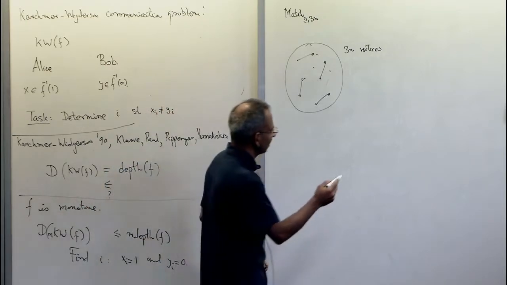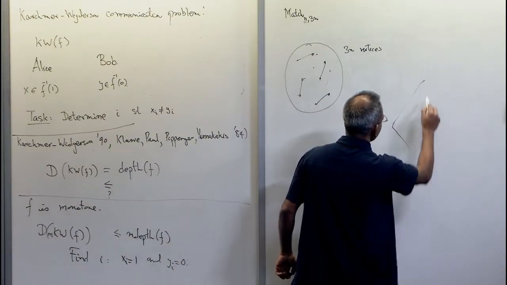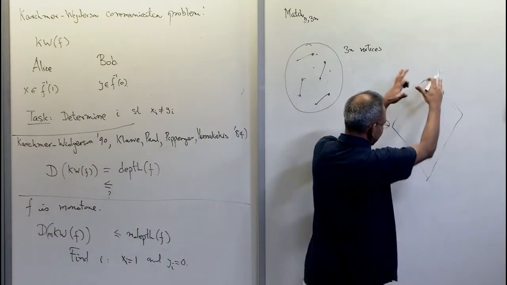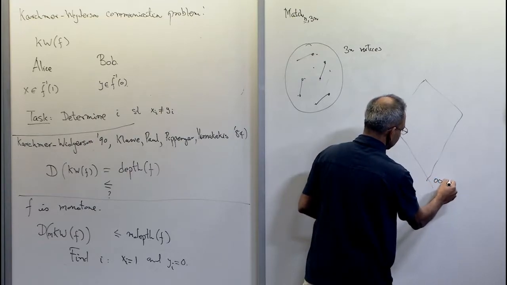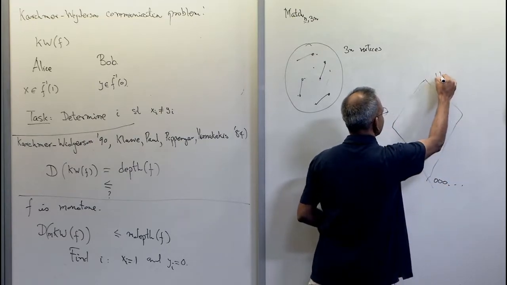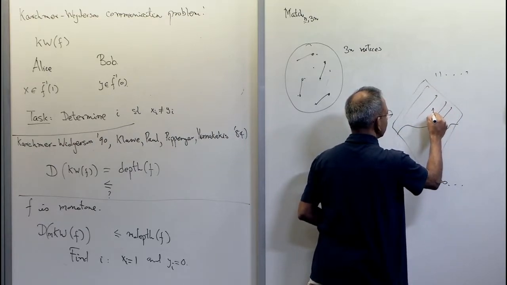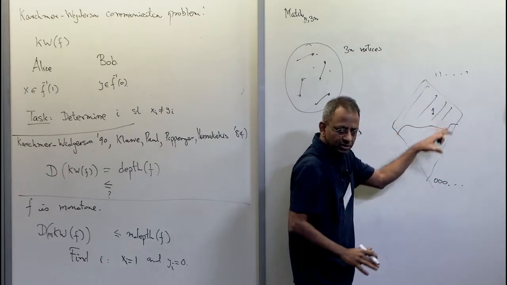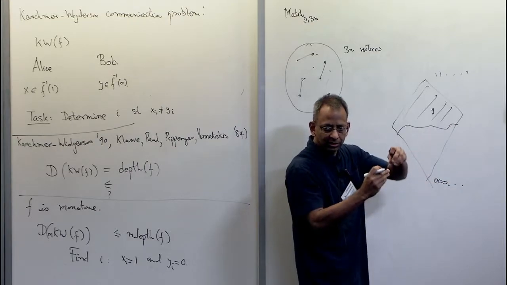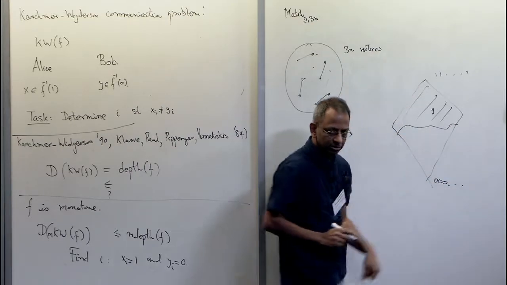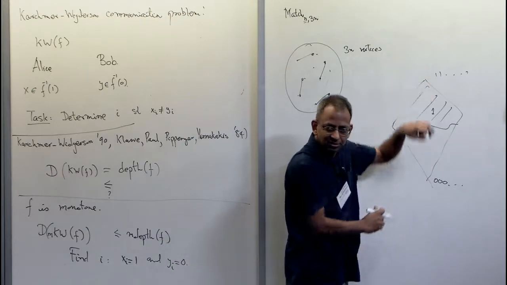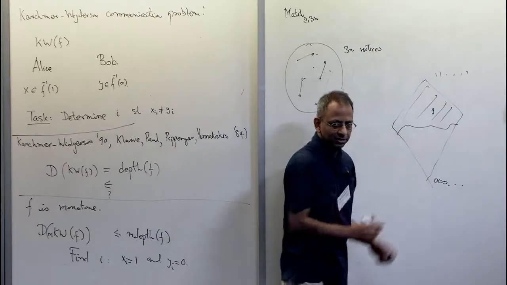So if you imagine the set of all inputs as the cube, with this being all zeros and this being all ones, then the monotone function takes values 1 and 0, and the cube has been kept like this. So it's monotone.